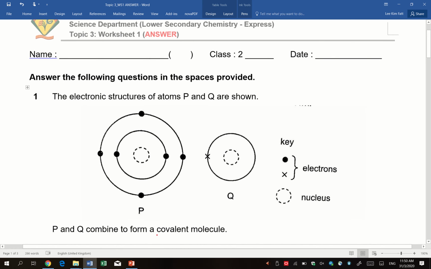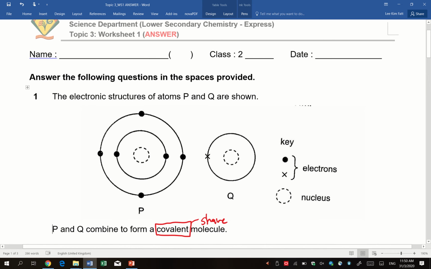Okay, so you have to see a keyword over here. Please go and highlight it. It says that P and Q form a covalent molecule, which means that they will share their valence electrons. So with that, let's take a look at the atoms of P and Q and what molecule you will form. Now let's take a look at it.